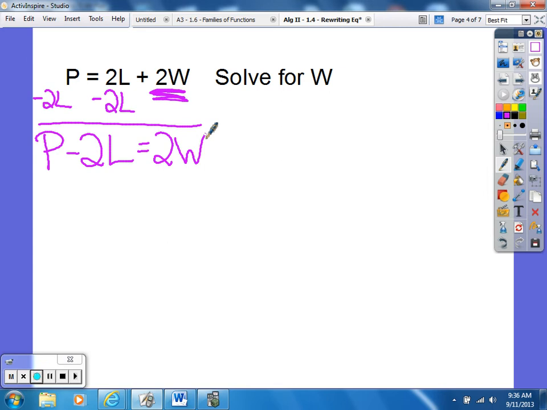All right, so now I need to get that W by itself. Emily, how do I get rid of the 2? Good. And when she says divide it, she means divide everything by 2. Everything separated by an addition sign, subtraction sign, or equal sign.